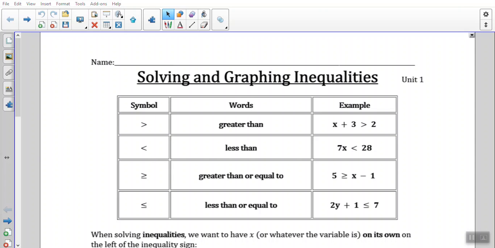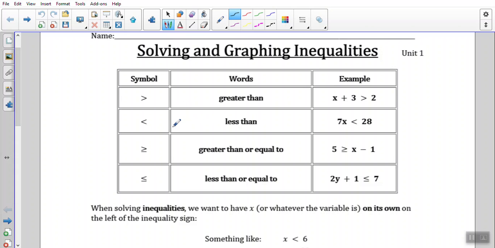Alright class, so this lesson is going to be about how we can solve and graph inequalities. So just a quick review of what inequality symbols look like and what they mean. So we have four different types of inequalities.